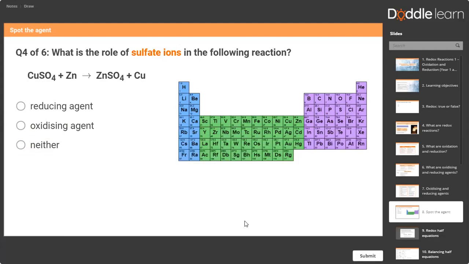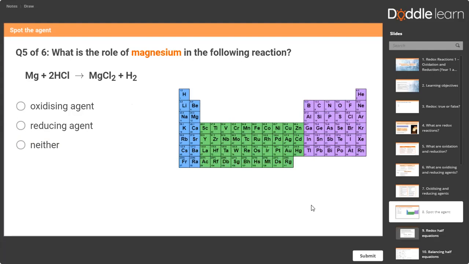What is the role of the sulfate ions in the following reaction? We go from copper sulfate plus zinc to zinc sulfate plus copper. In this situation, it's neither a reducing agent nor an oxidizing agent, because the sulfate ions have no impact on the reaction. We would talk about them as being spectator ions, so they are neither.